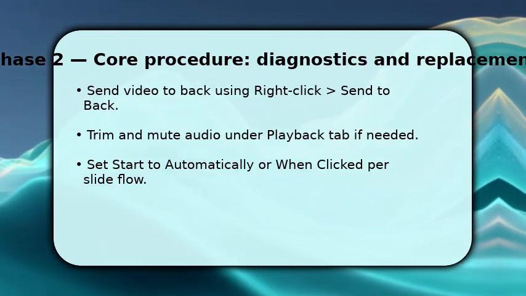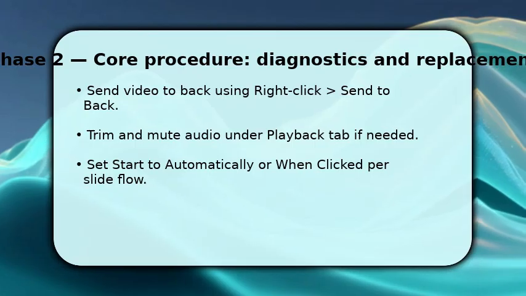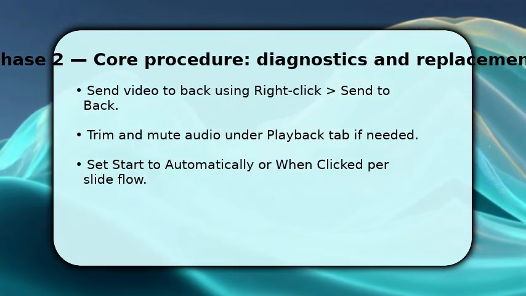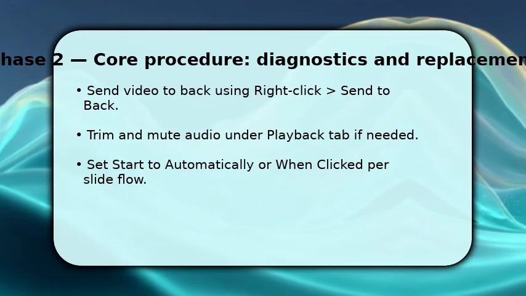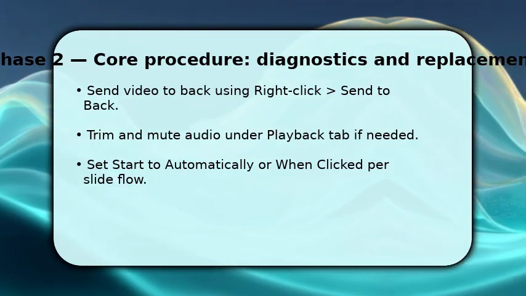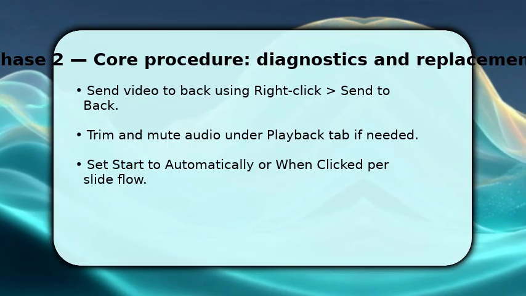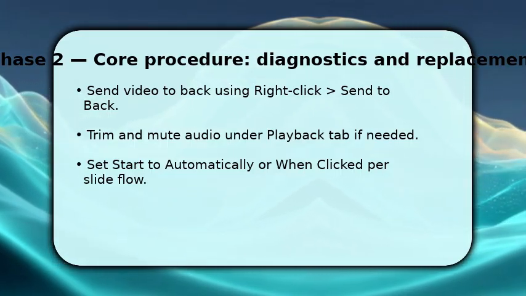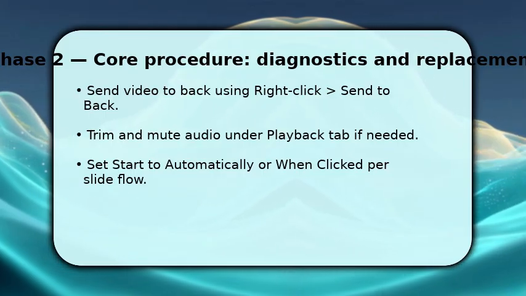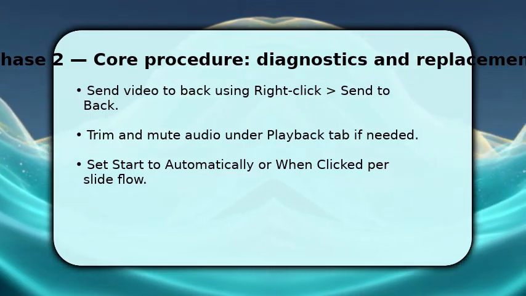Then open playback options, trim to the needed portion and mute audio if narration will be separate. Choose Start automatically for seamless loops or when clicked for control. Also set play full screen only if aspect matches, otherwise scale manually. These steps control how the video behaves during the presentation and why each choice matters.